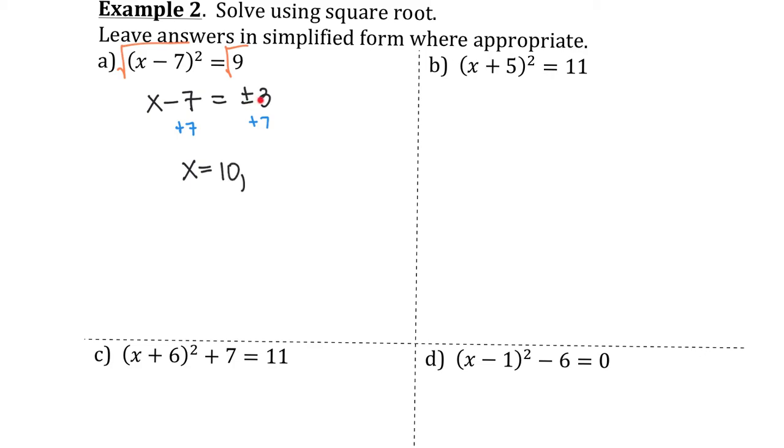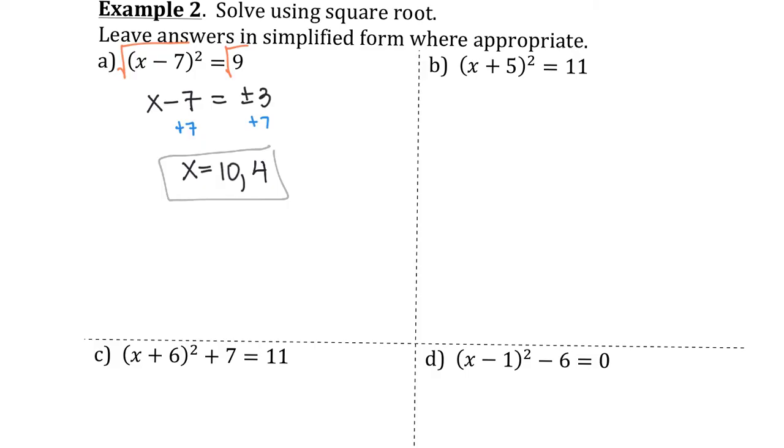Okay, my second answer is using the negative 3. If I do negative 3 plus 7, I get 4. So my answers are 10 and 4. You can do it that way, or you can split it into 2 equations, x minus 7 equals 3 and x minus 7 equals negative 3, if that's easier for you to solve.